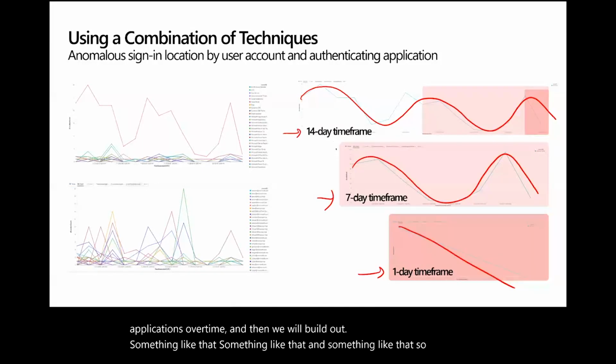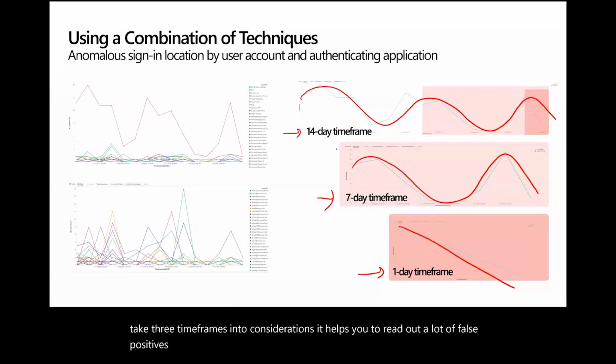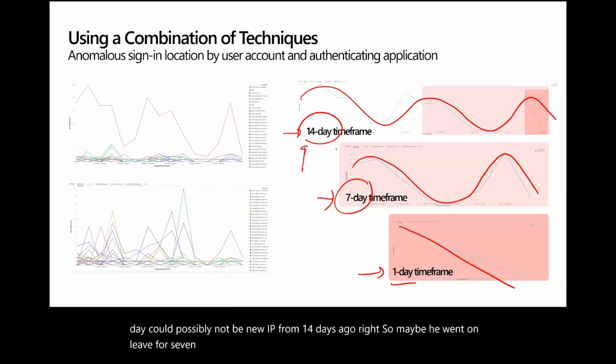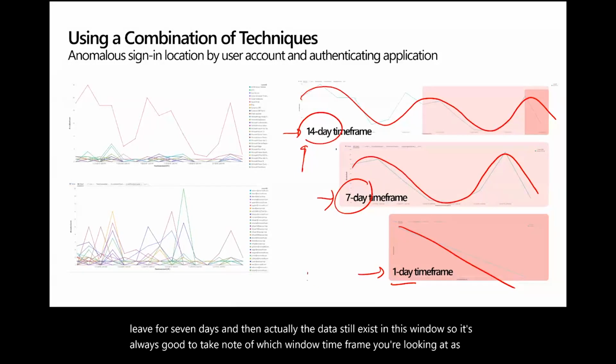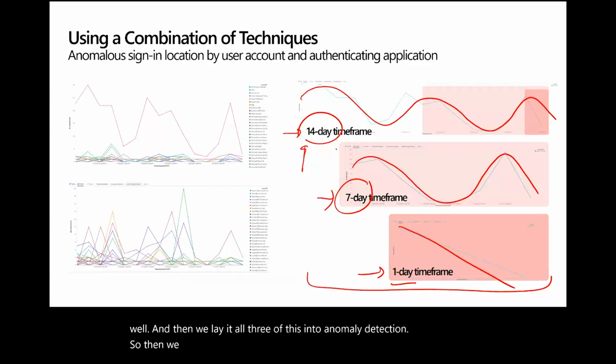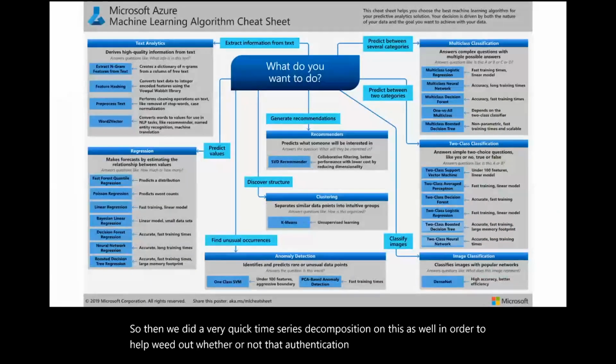So when we take 3 timeframes into consideration, it helps you to weed out a lot of false positives around this user is suddenly coming in from a new IP. New IP in 1 day could possibly not be new IP from 14 days ago, right? So maybe he went on leave for 7 days and then actually the data still exists in this window. So it's always good to take note of which window time frame you're looking at as well. And then we layered all 3 of this into anomaly detection. So then we did very quick time series decomposition on this as well, in order to help weed out whether or not that authentication is malicious or not.